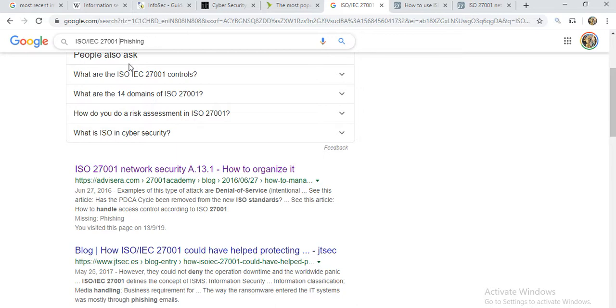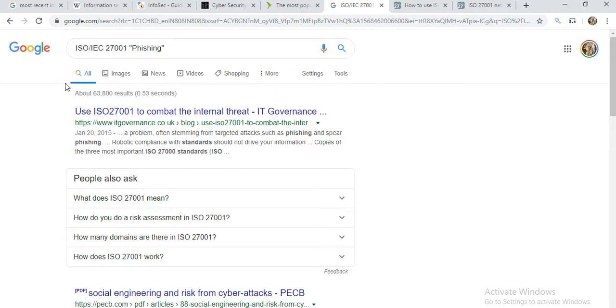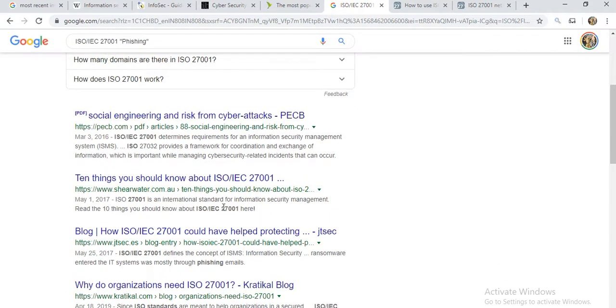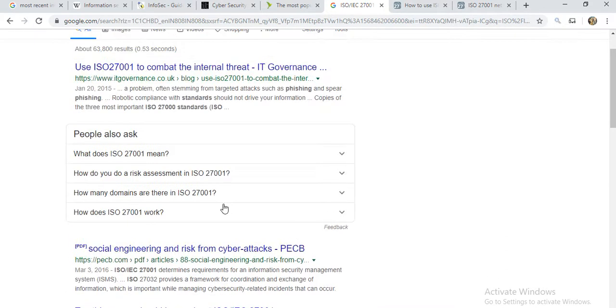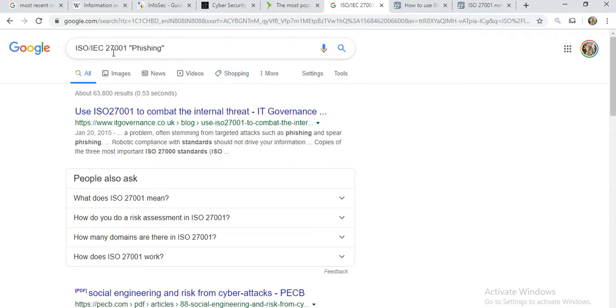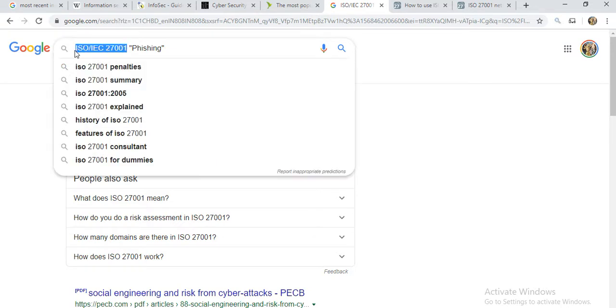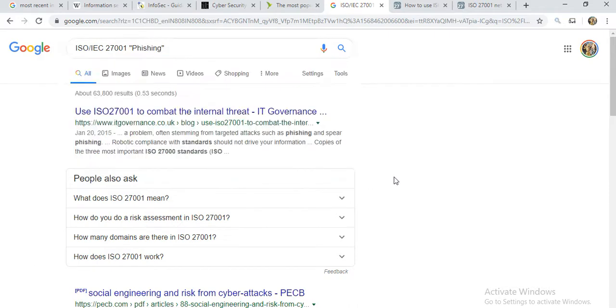Maybe phishing in double quotes. ISO 27 not required. Just like this. Okay. So just cross check on the internet and you get some proper information. The keyword is ISO, the standard, and in double quotes the kind of attack. Okay, it should be known. You are not even required to say phishing attack, you just say phishing, you will get proper links related to it.